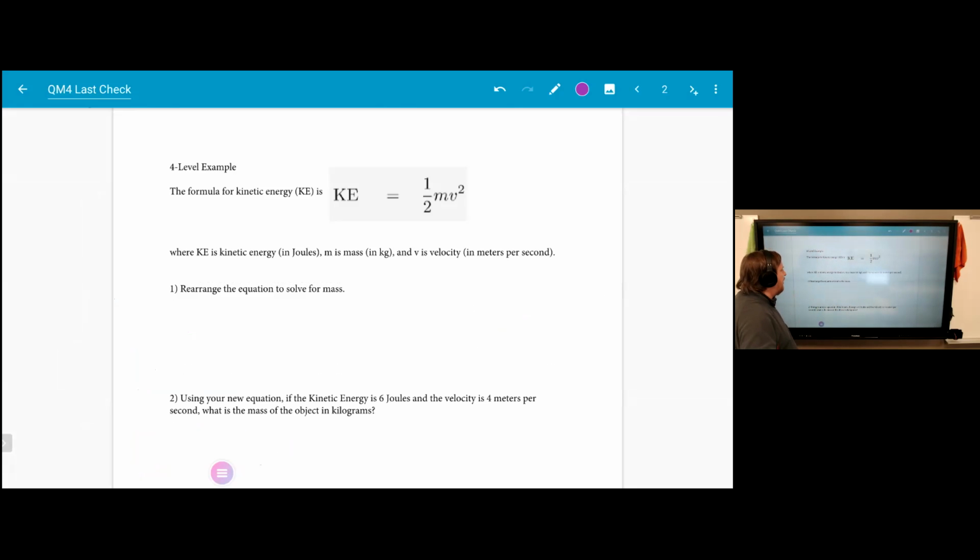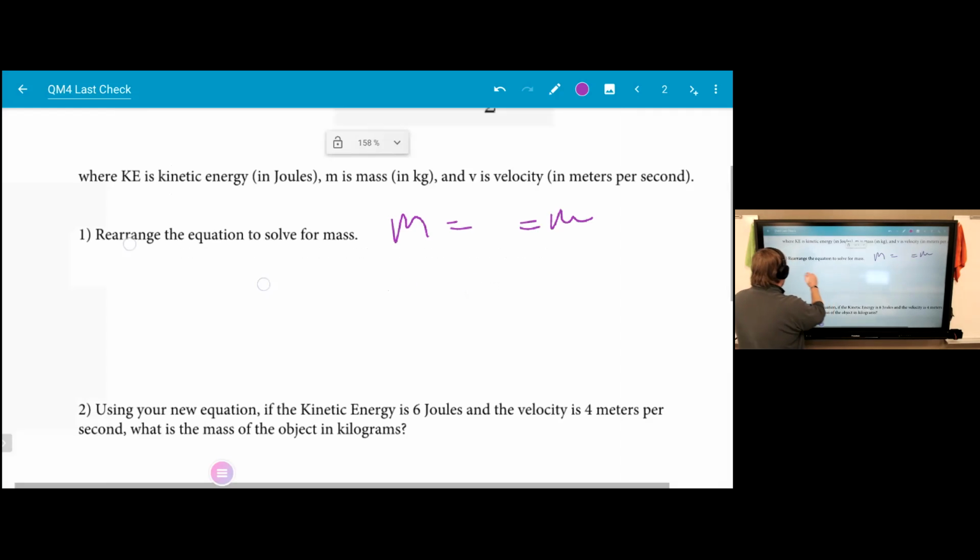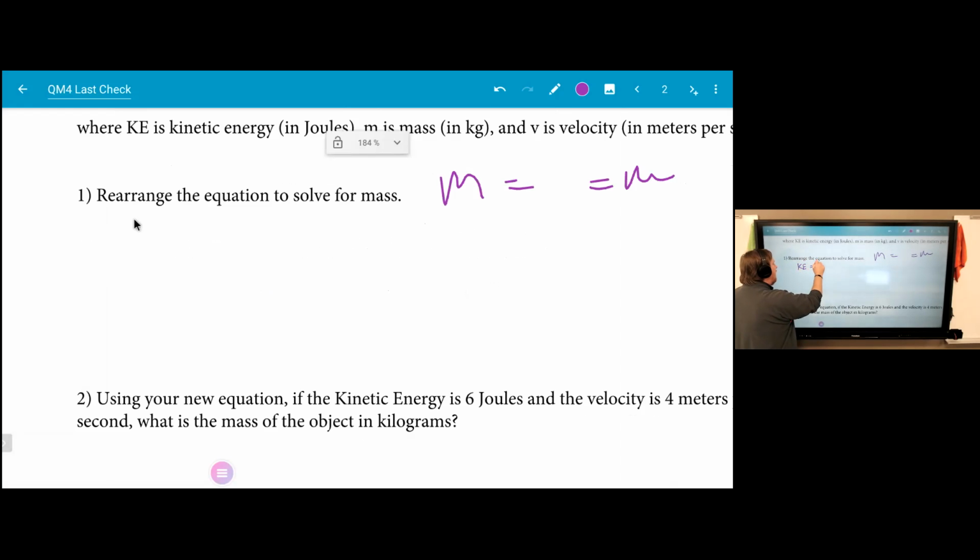The formula for kinetic energy, KE, is KE equals half mv squared. KE is kinetic energy in joules, m is mass in kilograms, and v is velocity in meters per second. But guess what? All we're trying to do is rearrange the equation to solve for mass. In other words, we want m equals something. Let's go ahead and rewrite this. I've got KE equals half mv squared.